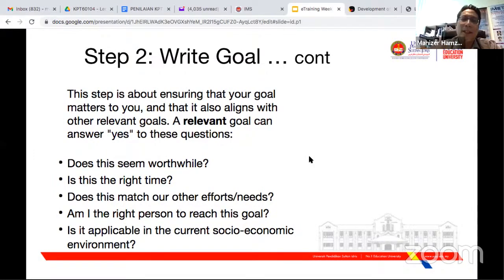Otherwise, we will lose a lot of money, not only money, even tenaga, masa, time, dan sebagainya. Jadi banyak perkara yang akan dirugikan. Kita akan buang masa banyak dalam merancang training program dan sebagainya yang menyebabkan kita membuang masa yang banyak, dan itu satu yang merugikan lah.